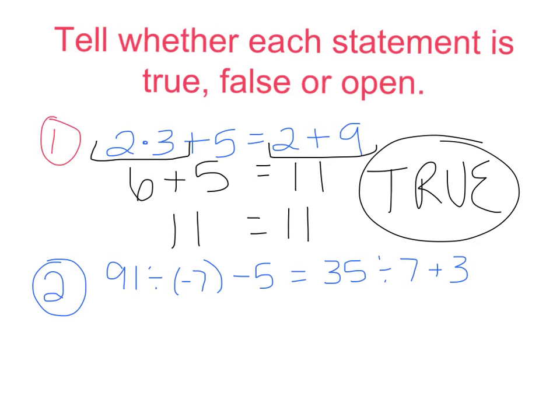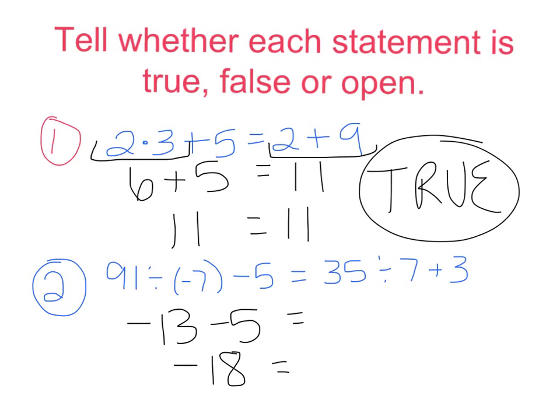Okay, we look at the next statement, and first of all, we have no variables anywhere to be seen on any side of the equal sign, so we know it's either going to be true or false. First we're going to work on just this side of the equal sign. Remember, first we divide before we subtract. So 91 divided by negative 7 gives me negative 13 minus 5, and then negative 13 minus 5 gives me negative 18.